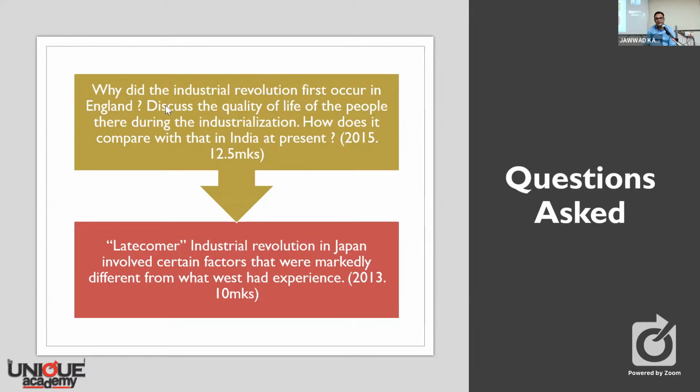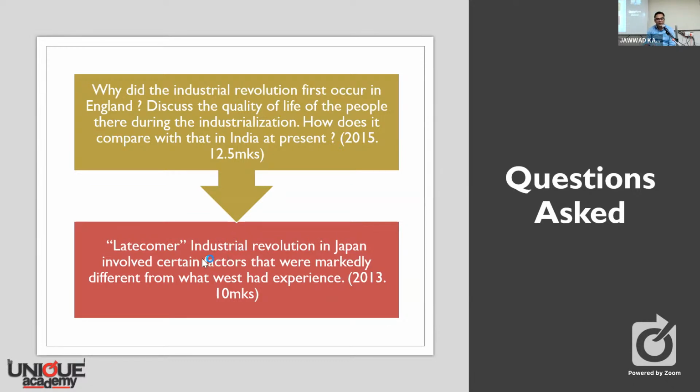ठीक है? अब second देखिए. Discuss the quality of life of people there during industrialization. कौन सा C बोल सकते हैं? अब ये देखिए. How does it compare with that in India at present? अब समझ में आ रहा है 9C का इंपॉर्टेंस.